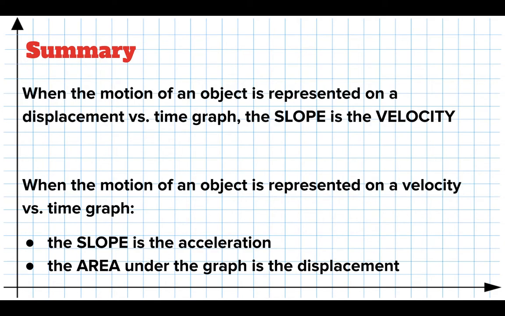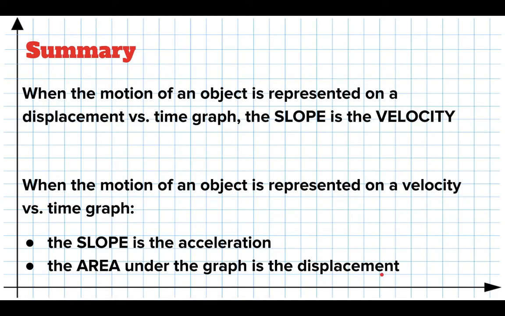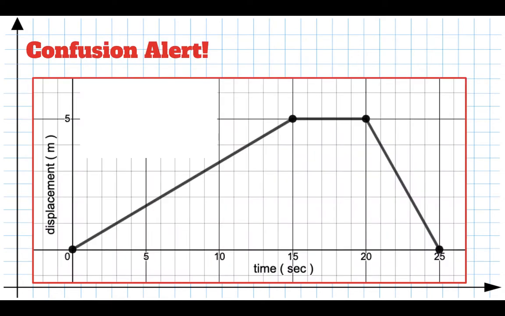All right, so here's what you really need to know and understand. Okay, when we graph displacement versus time, the slope of the graph is the velocity. When we graph velocity versus time, the slope of the graph is the acceleration, and the area under the graph is the displacement. So that's kind of the key takeaway from this today, all right? The rest is just application.